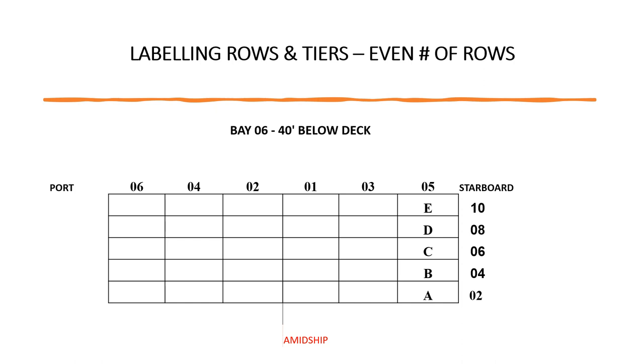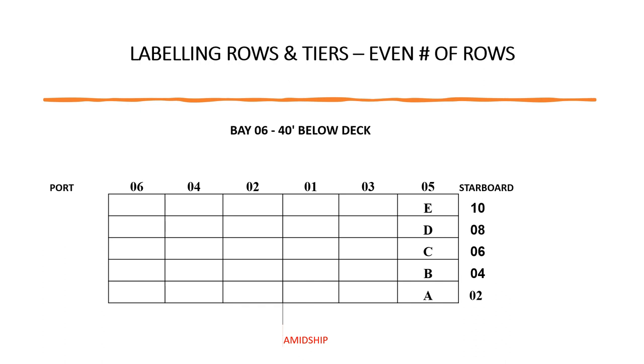Once we have identified that, the next thing is we label the port side rows, all even numbers, starting from 02 until we reach the width of the vessel. In this case, we would stop at 06. We then return to amidship and do the same on the starboard side, starting from 01 until we reach the other side of the vessel, which is row 05. The tiers are also numbered differently, starting from the floor in the ship's hold with 02 until we reach the tier that is directly below the hatch cover.